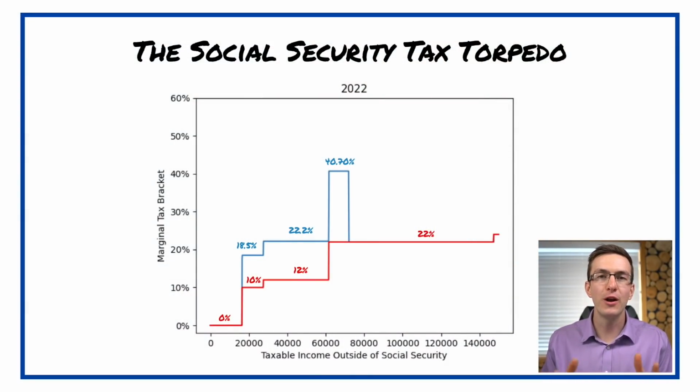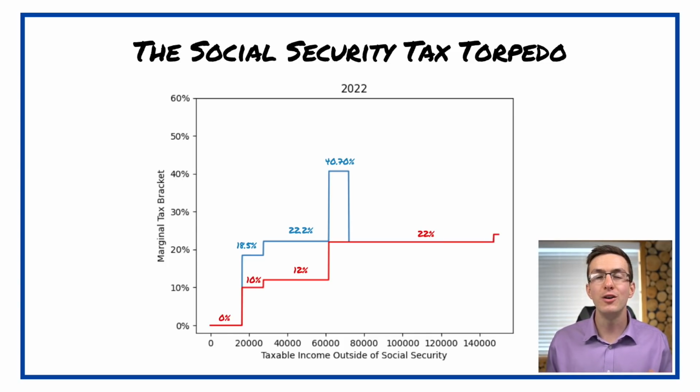On the screen, you'll see a graph of this Social Security Tax Torpedo. The red line is intuitively what they think they're being taxed on. Notice it goes 10, 12, 22%. The blue line is their marginal tax rate underneath this Social Security Tax Torpedo. You'll notice that it goes 18.5%, 22.2%, and then the marginal spike zone that we see here of 40.7%. Now, this is under the current 2022 tax brackets.